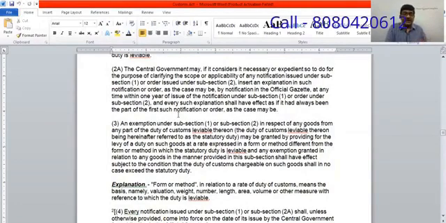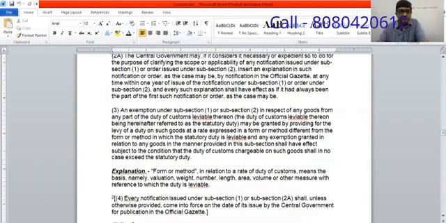Then subsection 3 says an exemption under subsection 1 or 2 in respect of the goods from any part of the duty of customs leviable thereon, hereafter referred to as the statutory duty, may be granted by providing for levy of duty on the goods at a rate expressed in different modes. So this is not relevant for you.